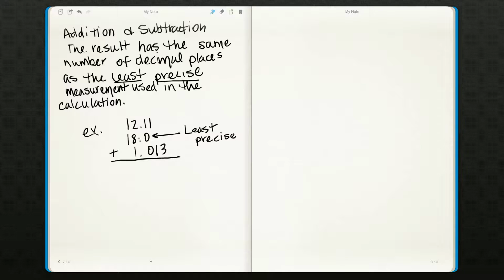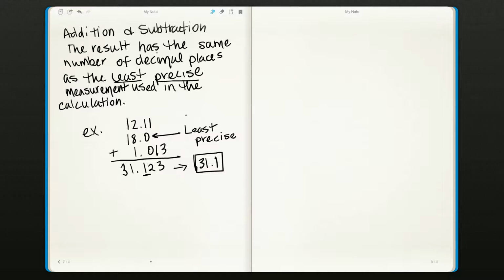And that will determine the number of decimal places in our answer. So again, we're looking at decimal places, not significant figures. So in this case, our answer would be 31.123 before we round, and the answer should only have 1 decimal place, so I'm going to mark that first decimal place, and then if we round our answer, we get 31.1 as our final answer.